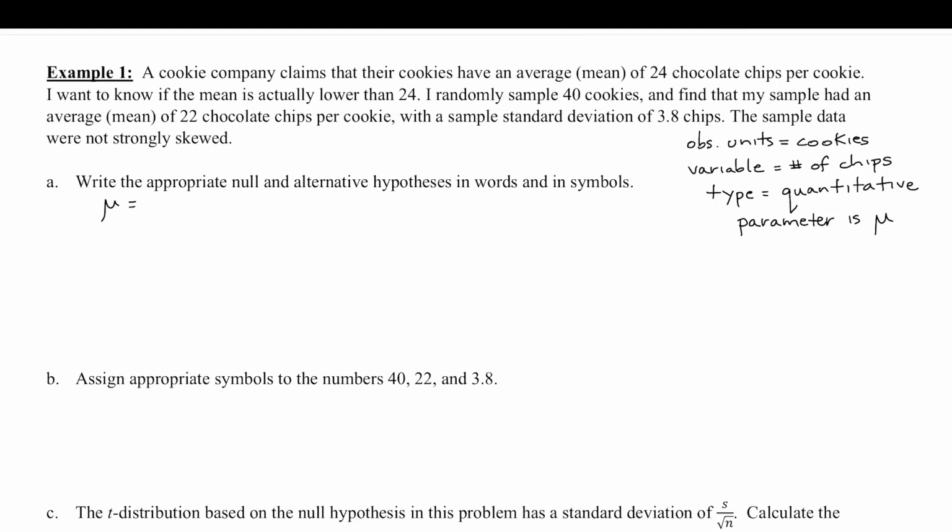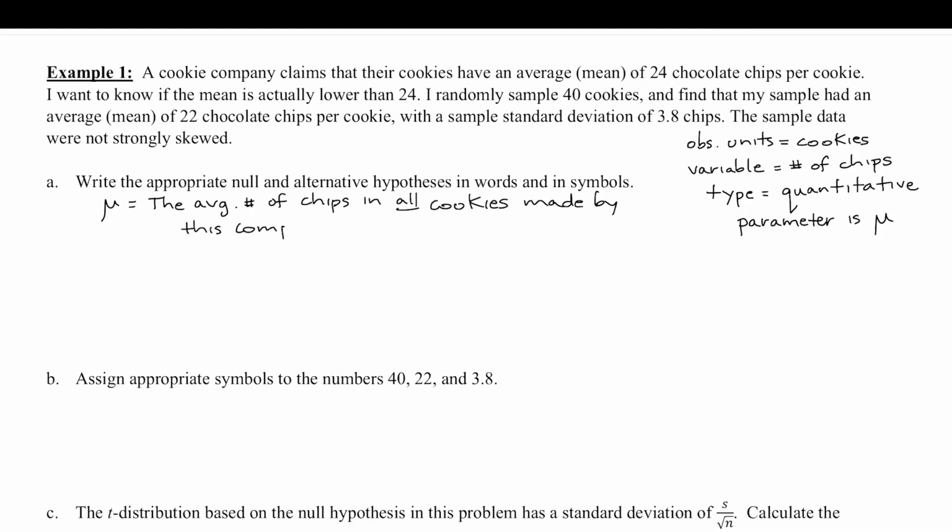So even though I wasn't asked to, over here I'm going to explain and describe what mu is in this case. So mu is about the entire population of cookies. So this would be the average or mean number of chips in all cookies made by this company.